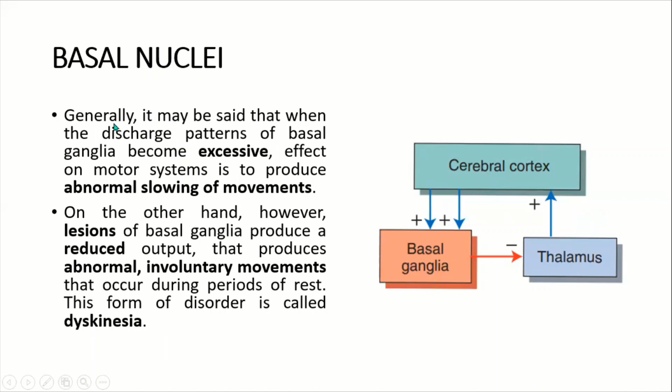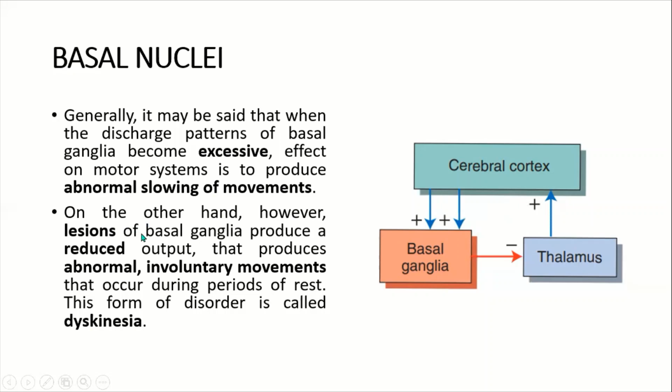Generally, it may be said that when the discharge pattern of the basal ganglia becomes excessive, the effect on motor systems is to produce abnormal slowing of the movements, right? When this basal ganglia discharge, this inhibitory discharge with the red arrow, becomes excessive, obviously it will slow down the movements, and that would be quite abnormal, obviously.